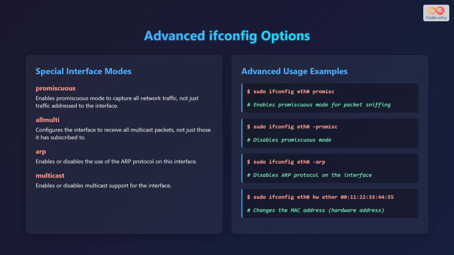Now let's look at some examples of advanced usage. To enable promiscuous mode for packet sniffing, use the command sudo ifconfig eth0 promisc. To disable promiscuous mode, use the command sudo ifconfig eth0 -promisc. To disable the ARP protocol on the interface, use the command sudo ifconfig eth0 -arp. To change the MAC address or hardware address, use the command sudo ifconfig eth0 hw ether followed by the new MAC address.